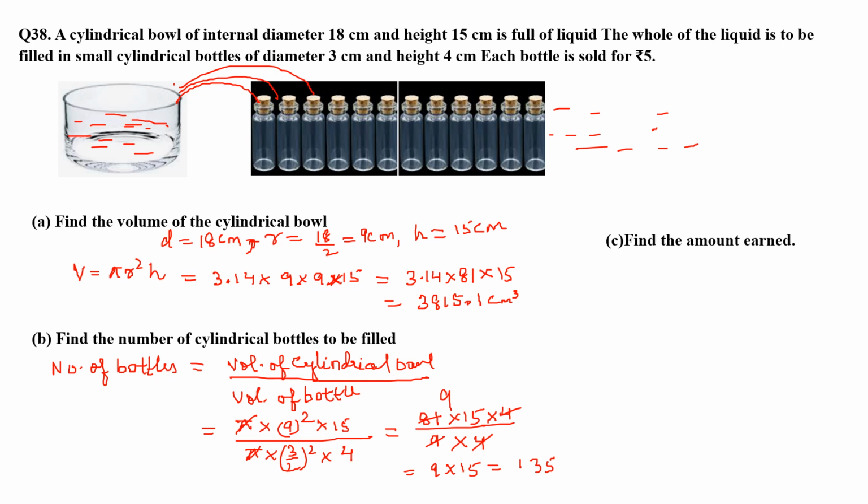Now the last question is find the amount earned. One bottle costs 5 rupees, isn't it? So the cost of 135 bottles will be 5 into 135 rupees. 5 into 135, so you will get the amount as 675 rupees.